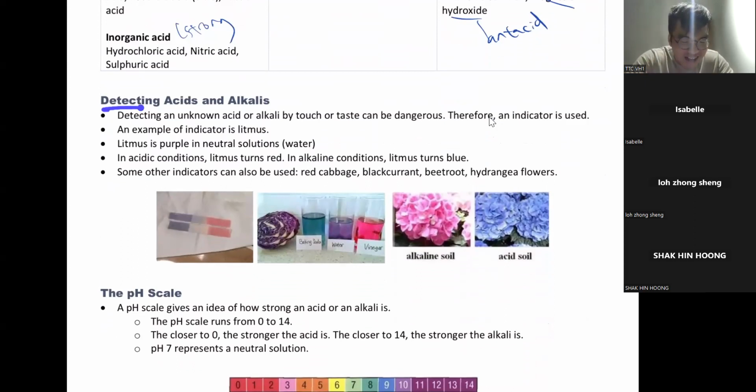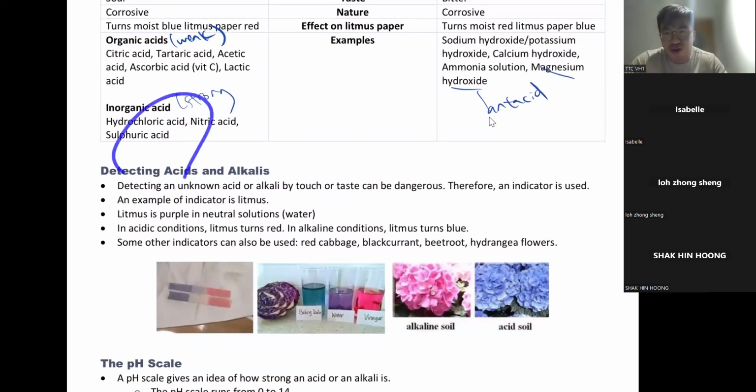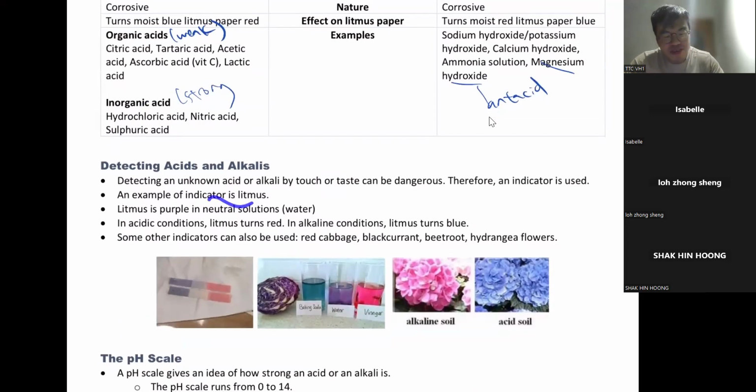Okay, so detecting acid and alkaline. How do you know whether something is acidic or alkaline? We will use something called an indicator, right? Because detecting an unknown acid and alkaline by touch or taste can be dangerous. Therefore, an indicator is used. You cannot just put this acid to your tongue. It's gonna hurt. So an example of indicator is your litmus. Litmus actually comes from a fungus. That's why it's called litmus paper. So litmus is purple in neutral solution, in water. In acidic, it turns red. In alkaline, it turns blue.